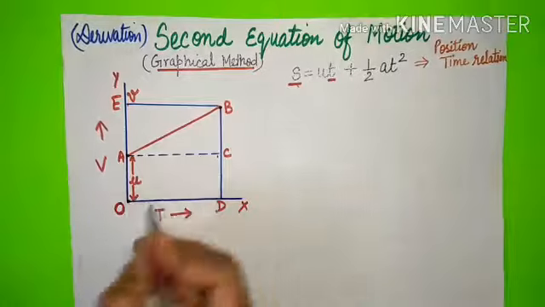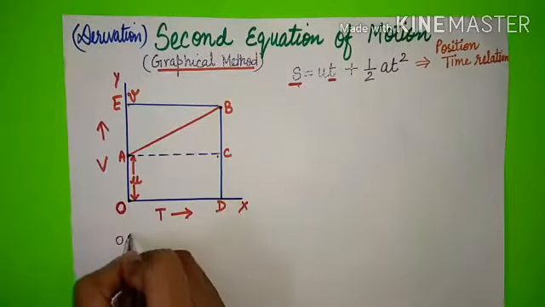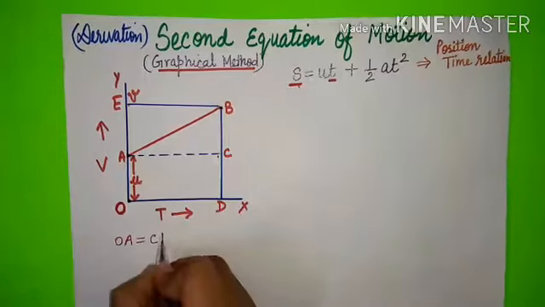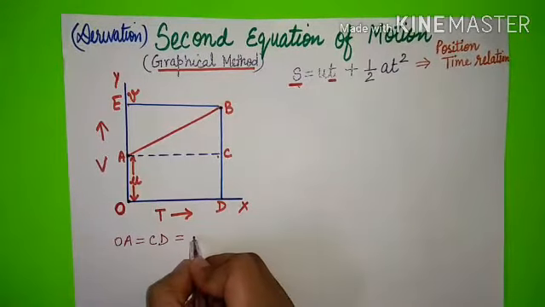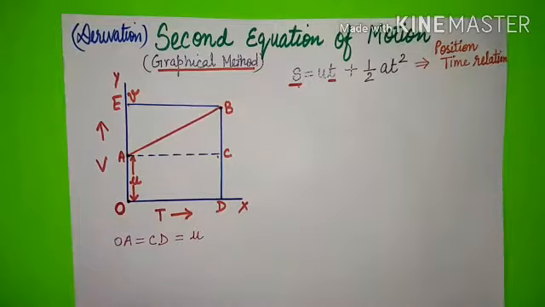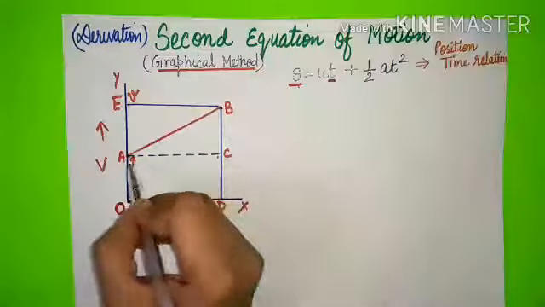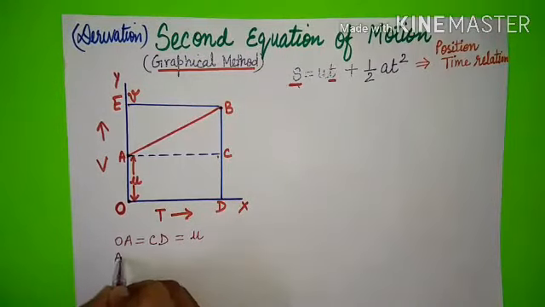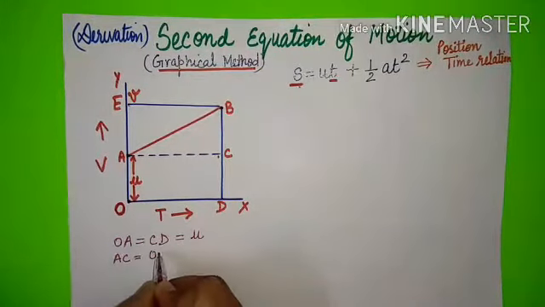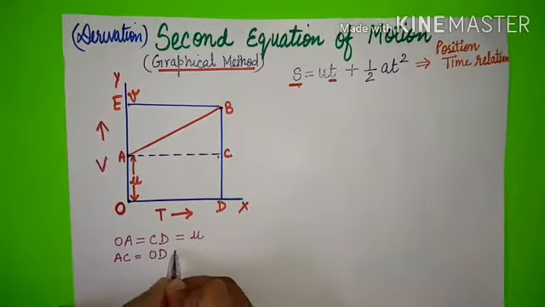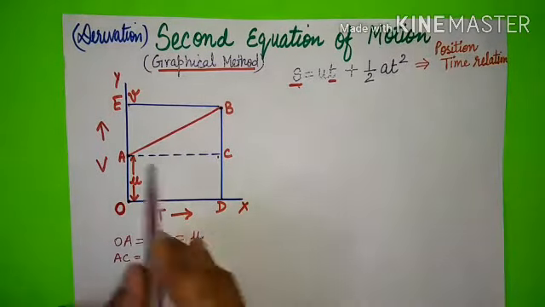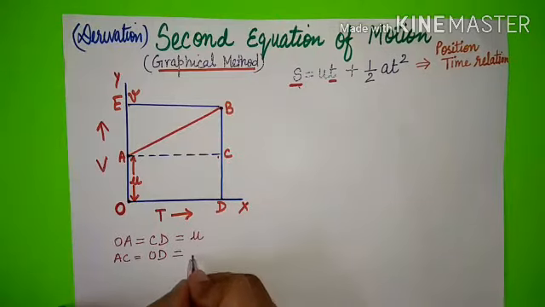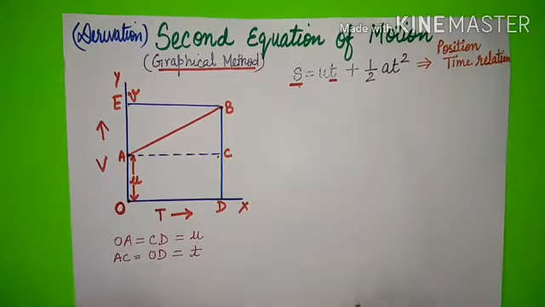Now OA is equal to CD, which is equivalent to u. And AC is equal to OD. This can be taken because AC is parallel with OD and it is equal to t.